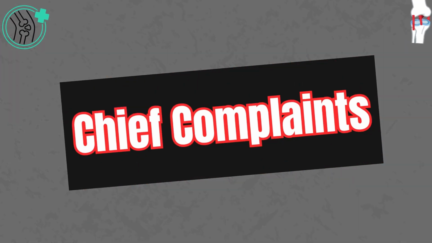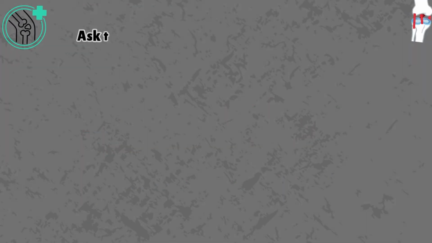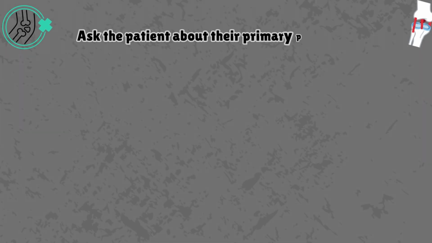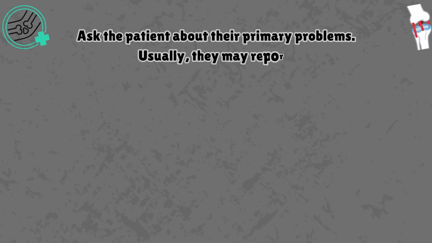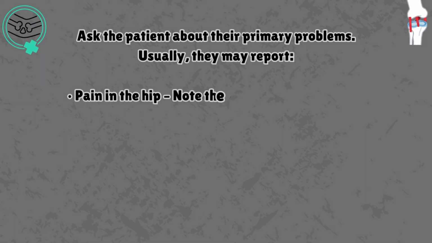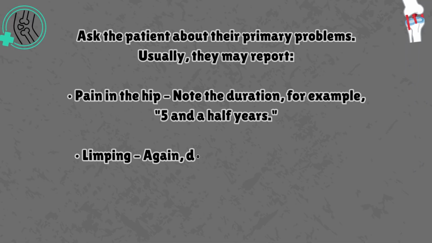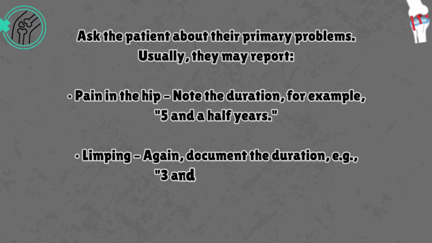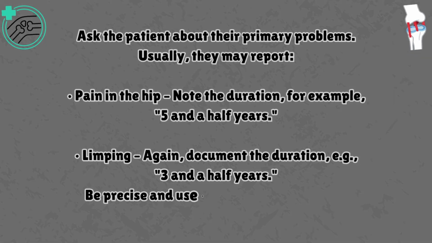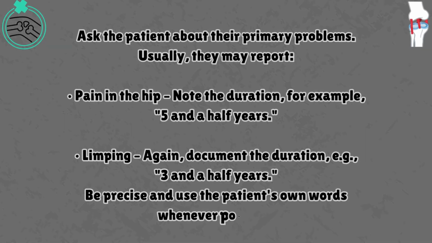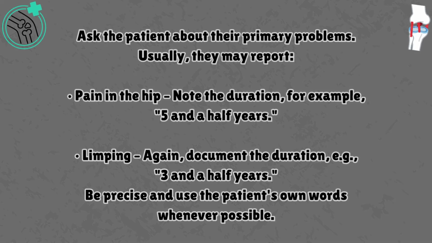3. Chief complaints. Ask the patient about their primary problems. Usually, they may report pain in the hip. Note the duration, for example, 5.5 years. Limping, again, document the duration, for example 3.5 years. Be precise and use the patient's own words whenever possible.